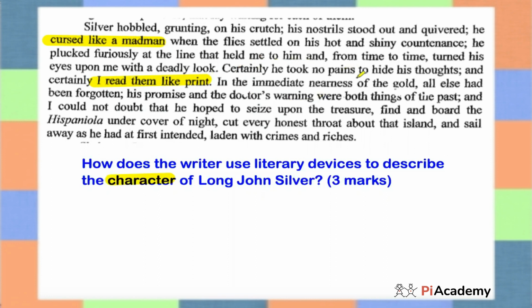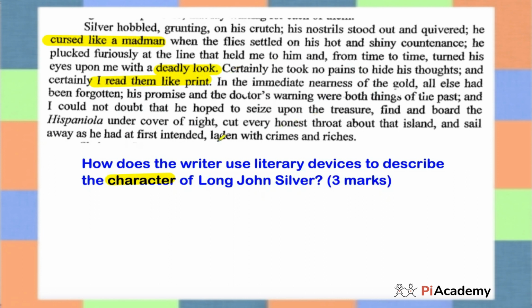We've then got as well a deadly look, which is obviously a metaphor, meaning that Long John Silver is looking at the narrator in his eye, suggesting that the look in his eye implies that he wants to kill whoever he's looking at. And it's a metaphor because you can't actually kill someone with a look.